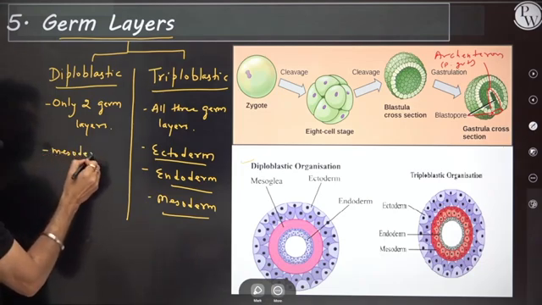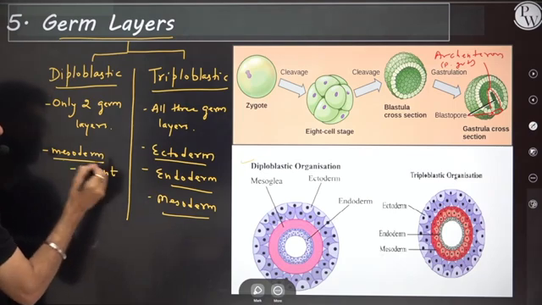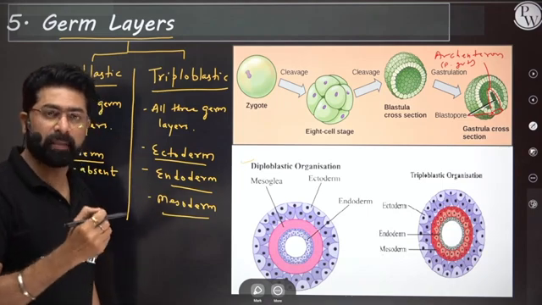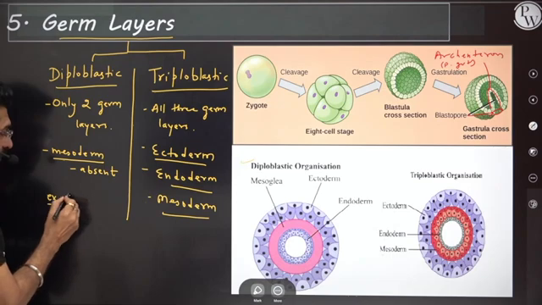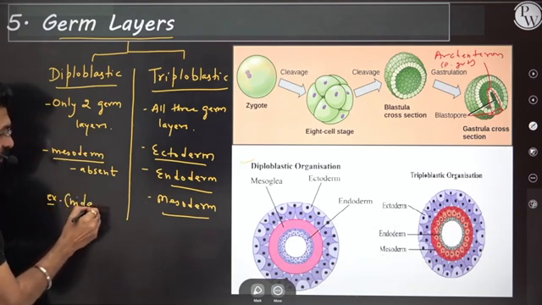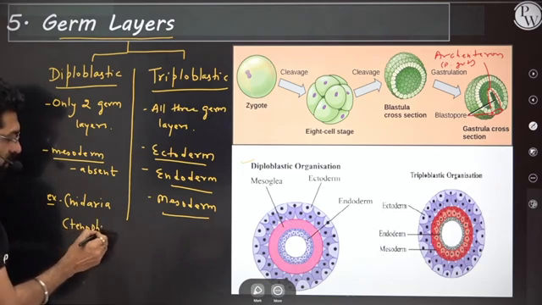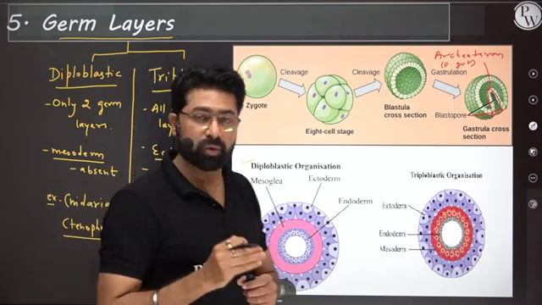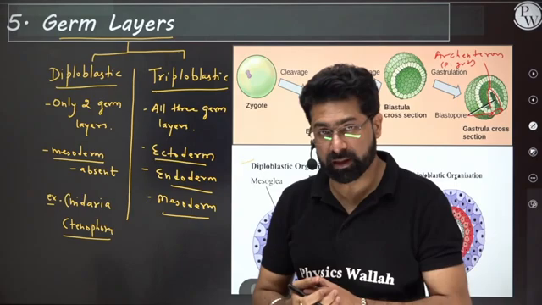So mesoderm is absent. The remaining two germ layers, ectoderm and endoderm, are present. Here you see the examples: only two, Cnidaria and Ctenophora. We don't consider Porifera as diploblastic or triploblastic because they don't have true layers coming out. True germ layers are not present in them.